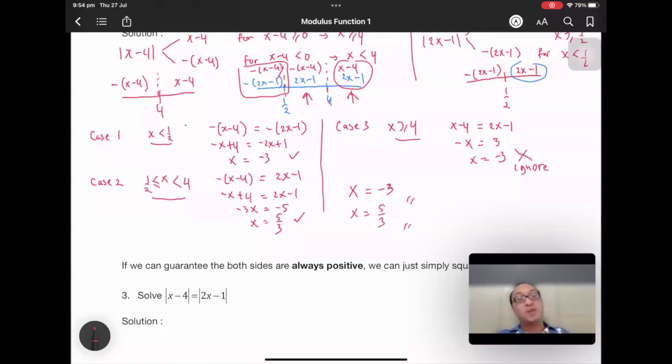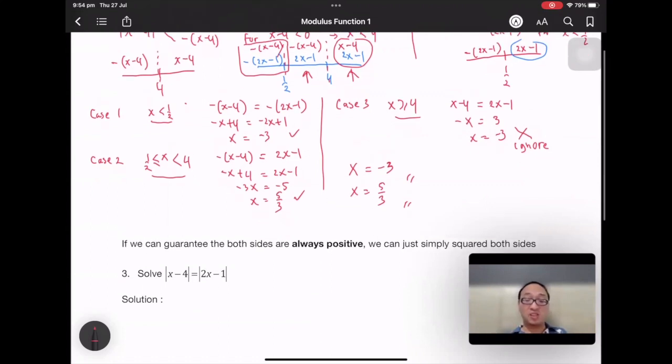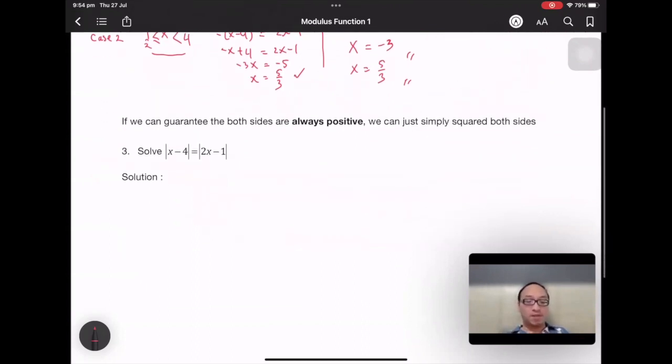So you have to check your answer. Is it in the correct region or not? Is it correct for the specific region or not? Just take the correct answer. If we can guarantee that both sides are always positive, we can just simply square both sides.